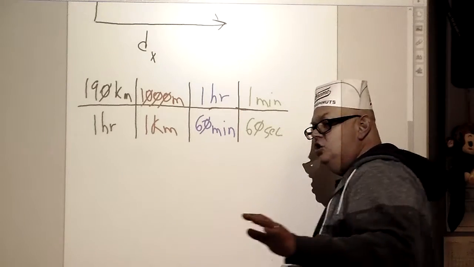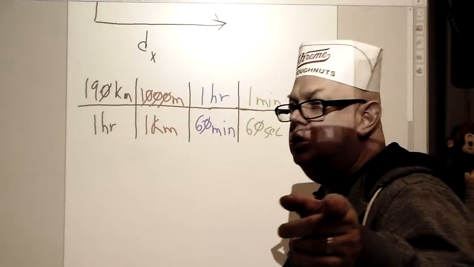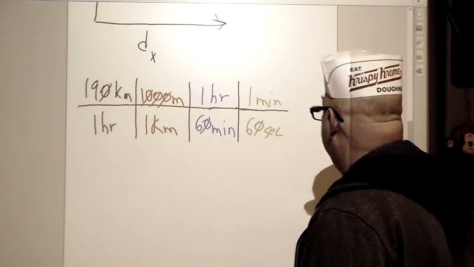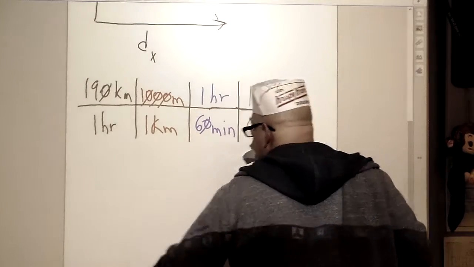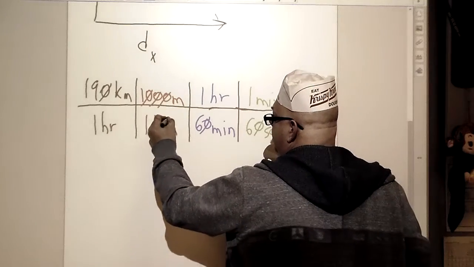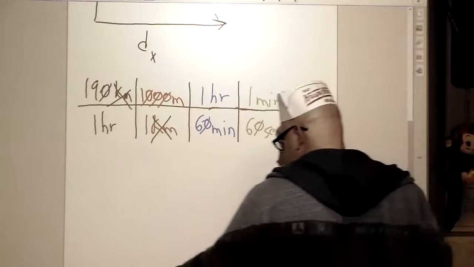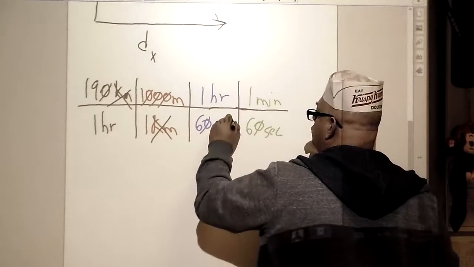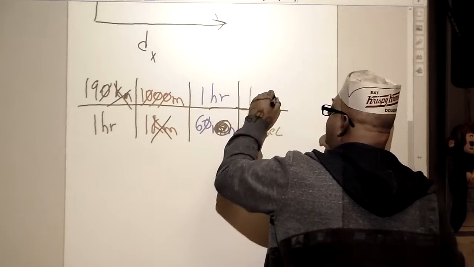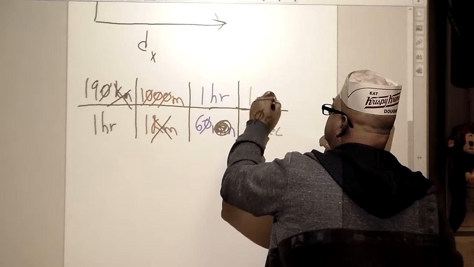Now let's check and make sure, because I could be wrong. I'm going to draw a cross through the kilometers, so kilometers are out. I'm going to draw a circle through the minutes.